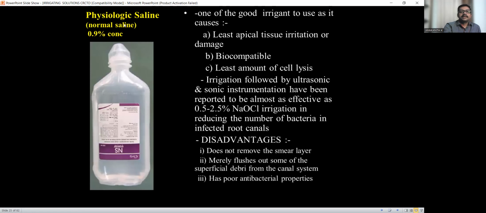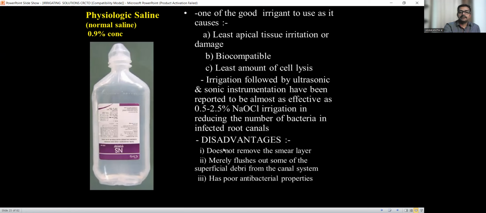Now moving on to the next irrigant, physiologic saline or normal saline. This is available at a concentration of 0.9%. It's a very good irrigant to use as it causes least apical tissue irritation or damage. It is highly biocompatible and it causes least amount of cell lysis. Irrigation followed by ultrasonic and sonic instrumentation have been reported to be almost as effective as 0.5 to 2.5% sodium hypochlorite irrigation, according to some studies, in reducing the number of bacteria in infected root canals. So it is considered as one of the safest irrigants.